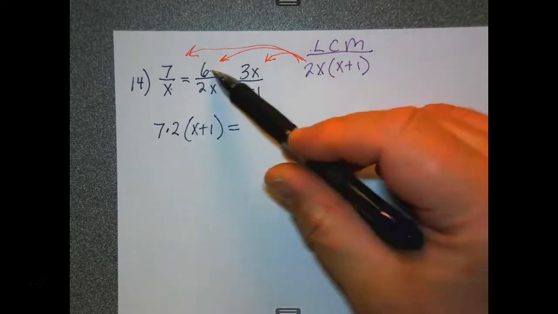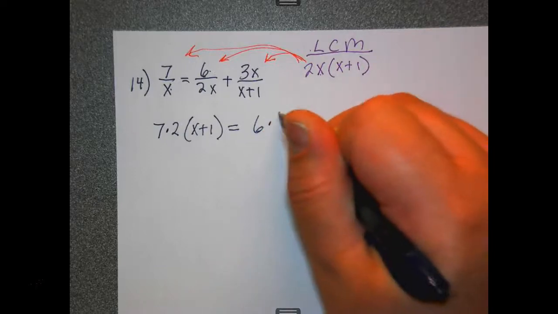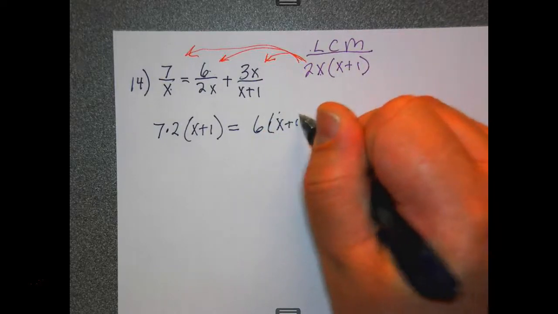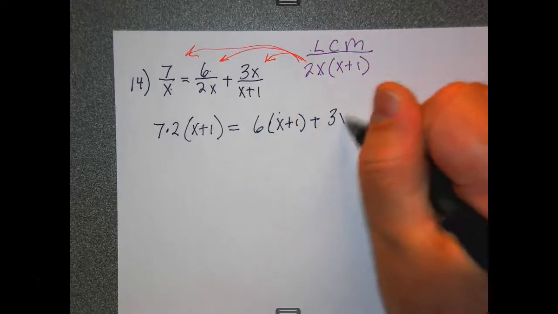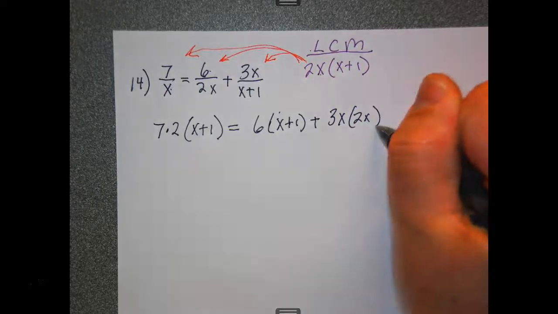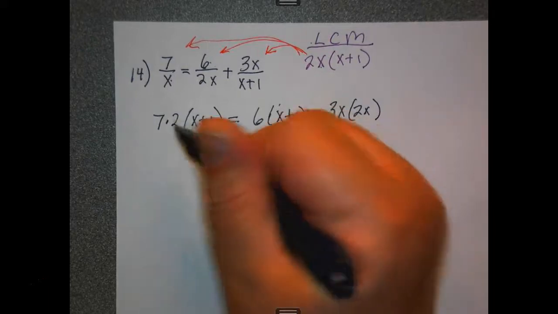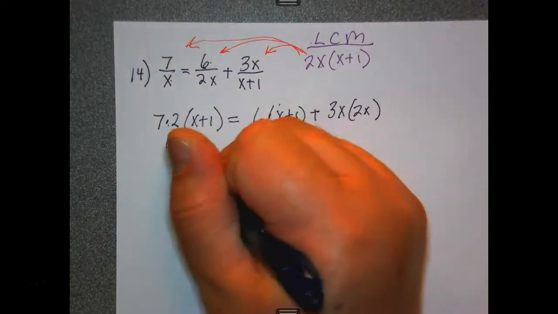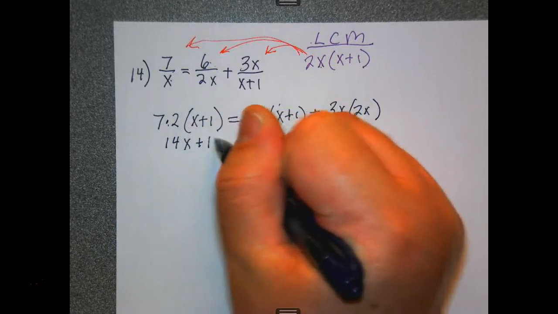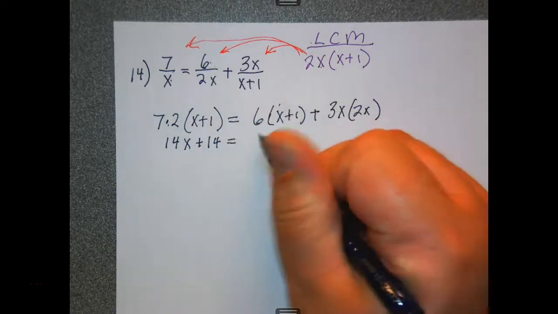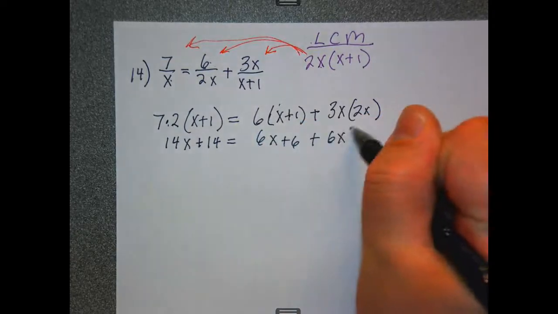How about the second fraction? What am I multiplying the 6 by? And the third one? Okay. How for x? 14 times x is 14 times positive 1. 6x plus 6 plus 6x squared.